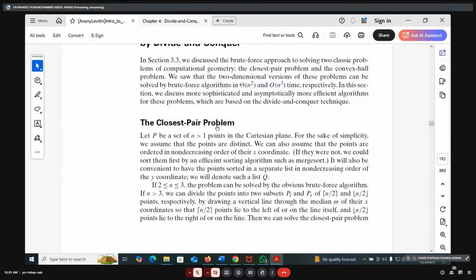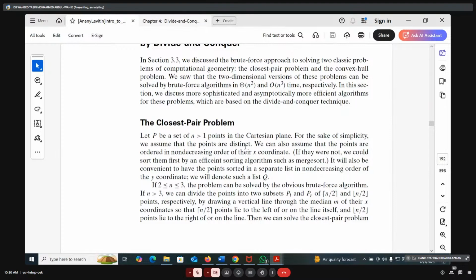The closest pair problem. Let P be a set of n greater than 1 points in the Cartesian plane. For the sake of simplicity, we assume that the points are distinct, and we also assume that the points are ordered in non-decreasing order of their x coordinates. If they were not, we could sort them first by an efficient sorting algorithm such as merge sort.